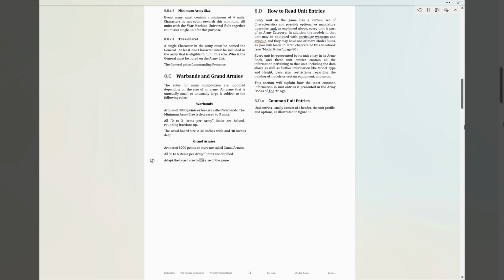Adapt the board size to the size of the game. How to read unit entries.